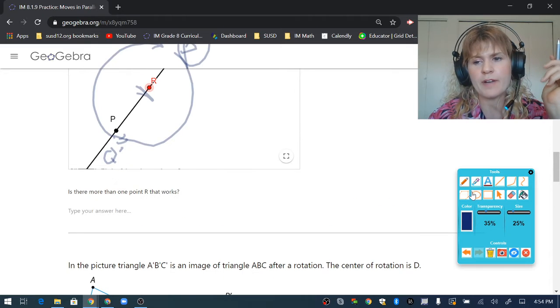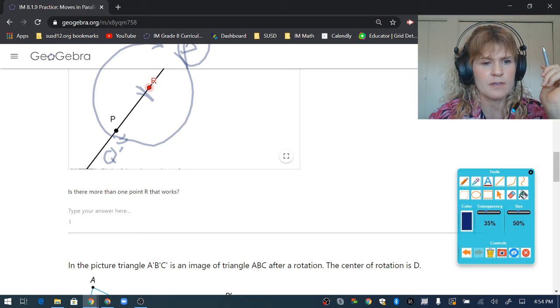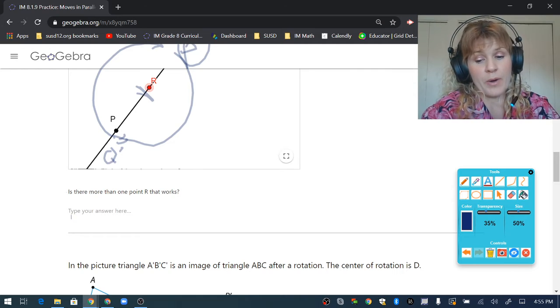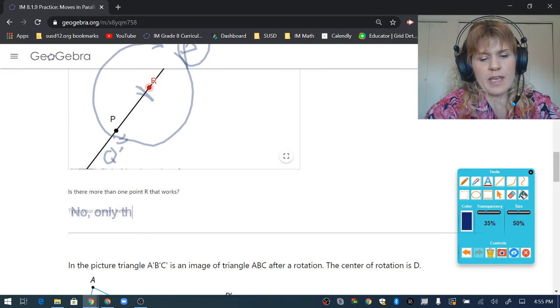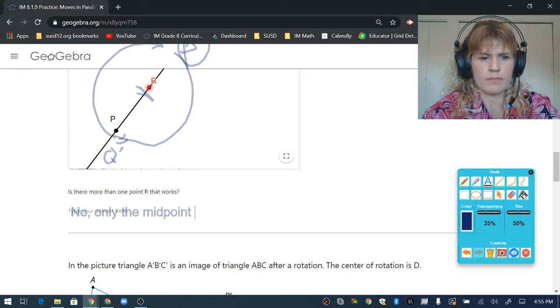Oh, I'm sorry. I forgot to type in my answer. Don't keep going till you type in your answer. It says, is there more than one point R that works? No. Only the midpoint. Only the midpoint. Let me change that.